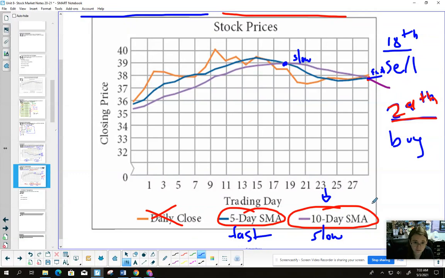So I know it's kind of confusing. The key is really keeping straight which is the fast and which is the slow. Find the crossover and then just focus on which one ends up on top, if it's the fast or the slow. Again, slow on top, sell. Fast on top, buy.